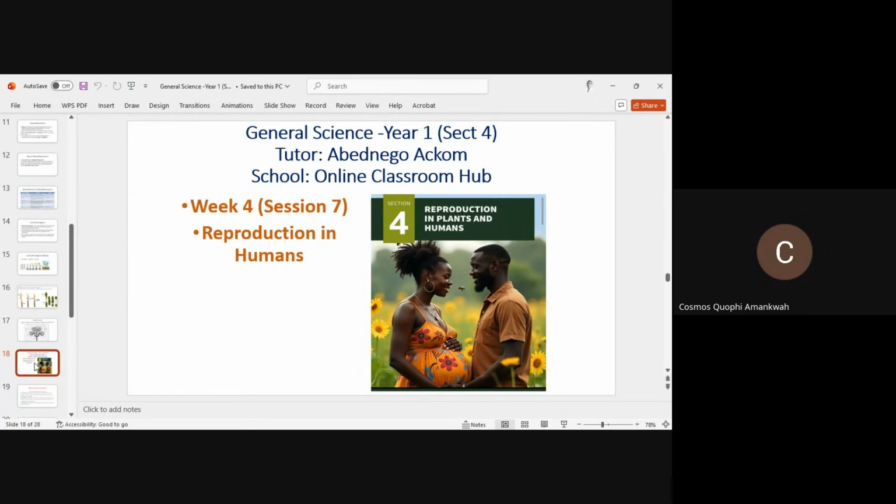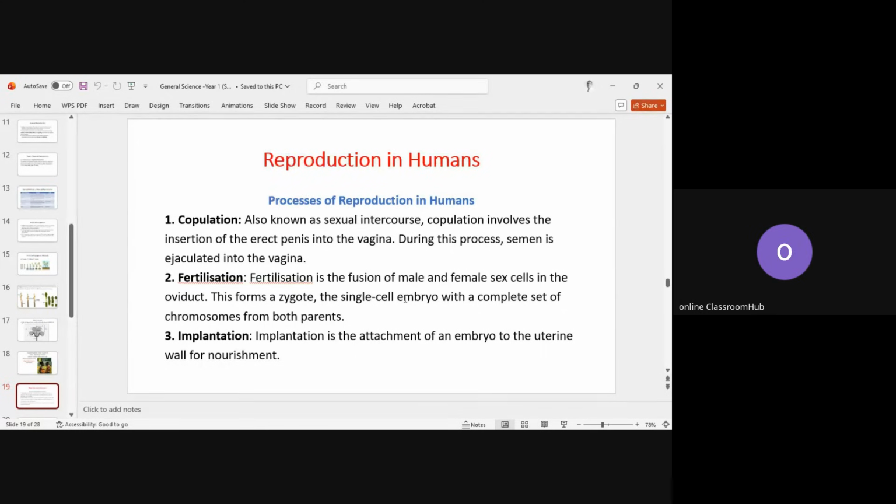Pollination, followed by fertilization, and then seed and fruit formation, and then the dispersal of fruit or seed, and then germination, and then the last one is growth. Okay. Similarly, when we come to reproduction in humans, it also involves similar steps, just like that of the plants, with only just a little difference among them.